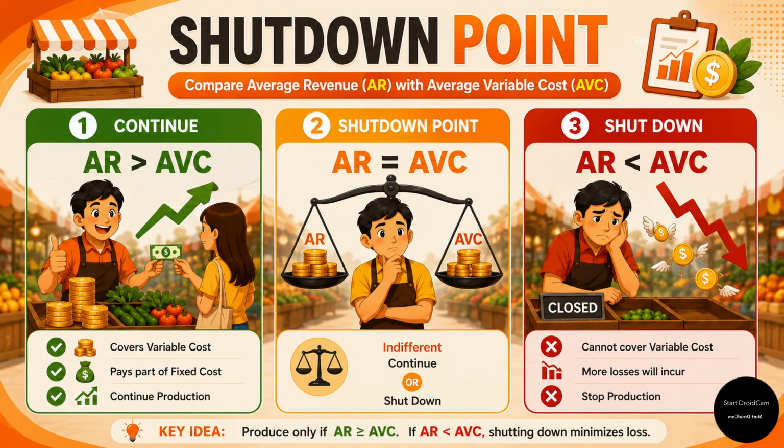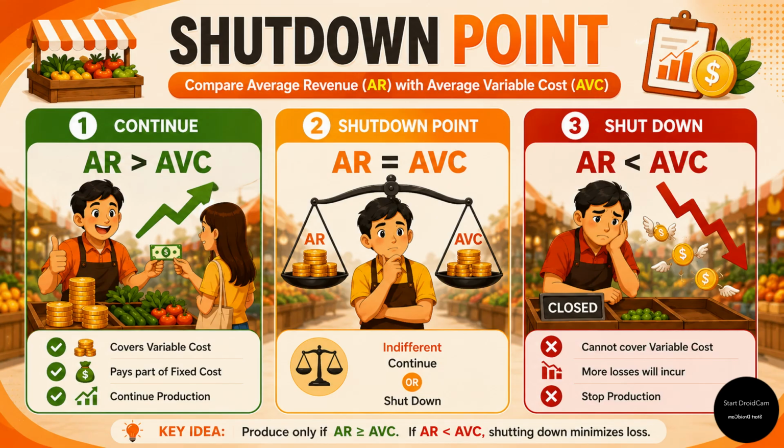When a firm is making a loss in the short run, it has to make an important decision. Should it continue production or should it shut down? To make this decision, we compare average revenue (AR) with average variable cost (AVC).